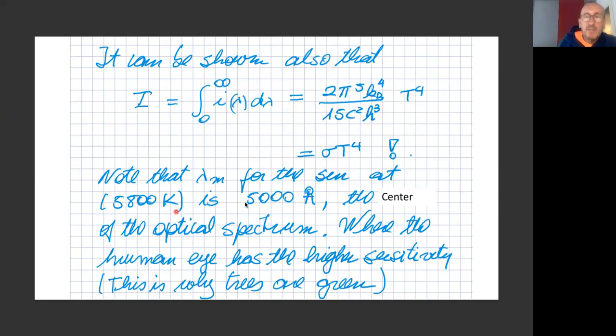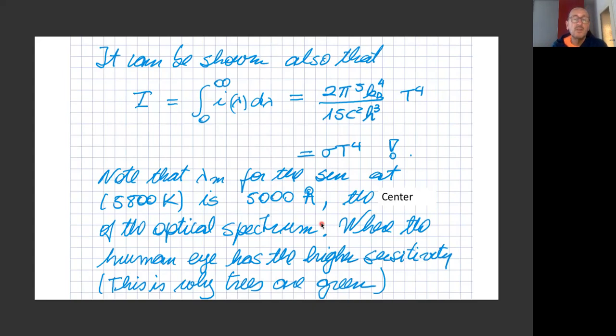Note for the sun, for example, that the apparent temperature of the surface is 5800 Kelvin, and the maximum intensity is produced at 5,000 angstrom. You know what 5,000 angstroms is? Well, I've told you many times in this course already. That is exactly the color green.